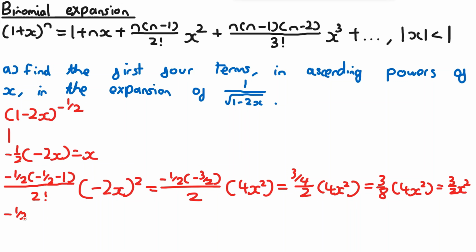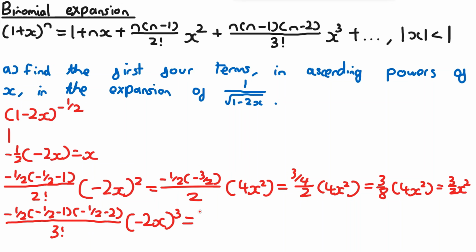And the fourth term is going to be minus a half, minus 1, minus a half, minus 2, over 3 factorial, and then minus 2x to the power of 3, which if you just put all of this into your calculator, you get out the value of 5 over 2x cubed. So the first 4 terms of this expansion are these terms added together. So it's going to be 1 plus x plus 3 over 2x squared plus 5 over 2x cubed.